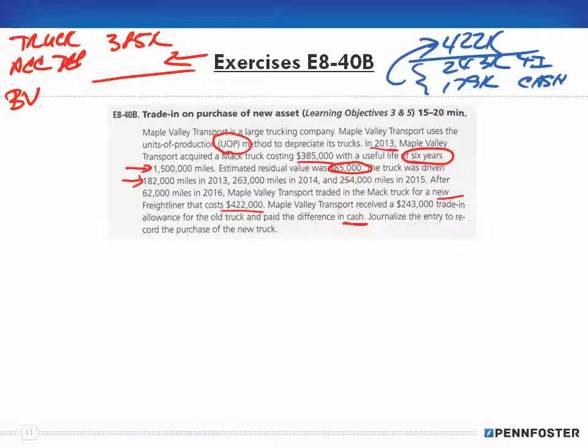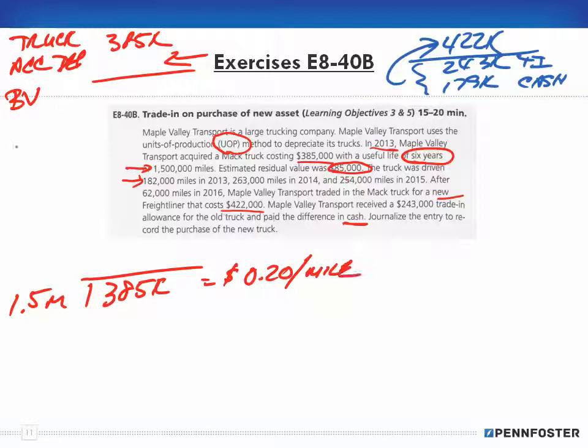So calculating my depreciation, I have 385,000, and its useful life is, let's see here, I'm using it for 1,500,000 miles, right? So I divide that into that, and that gives me 0.2 cents per mile for units of production as my depreciation expense. 385 divided by 1,500,000.